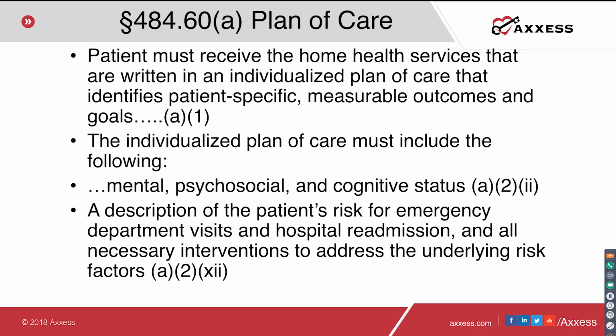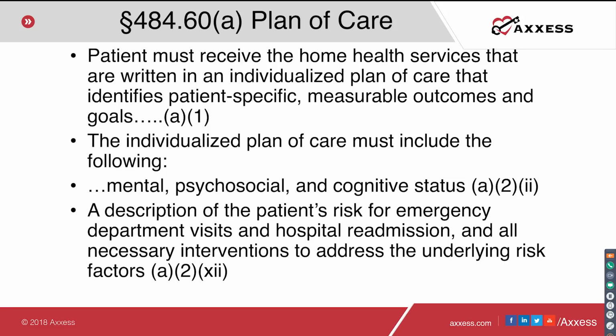We see also that that plan of care must include the following: a mental, psychosocial, and cognitive status. Again, we saw that in the standards for comprehensive assessment, so that's now going to flow over on the plan of care. Again, you're going to see functionality change in AgencyCore because when we capture this information on the comprehensive assessment, it's now going to flow over on the plan of care.